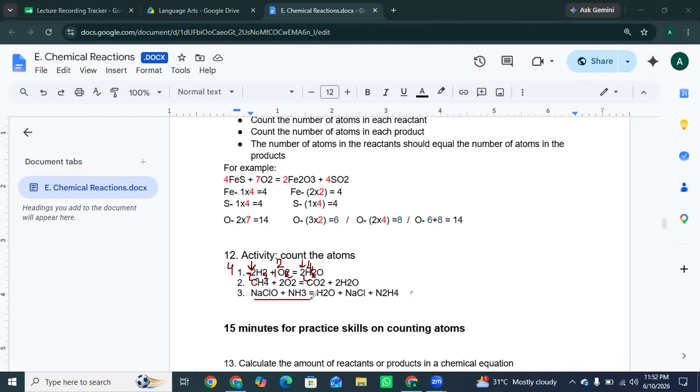So students, this equation actually does not match. It is an unbalanced equation. The left side has 1 nitrogen and 3 hydrogen, but the right side has 2 nitrogen and 6 hydrogen. Okay? So you have to do this activity on your own.